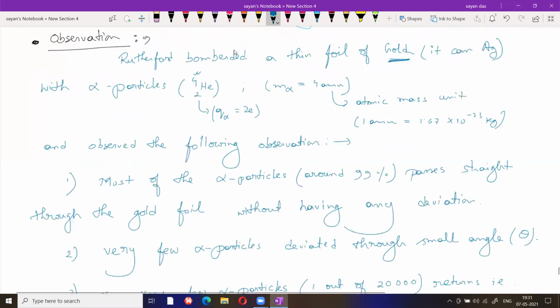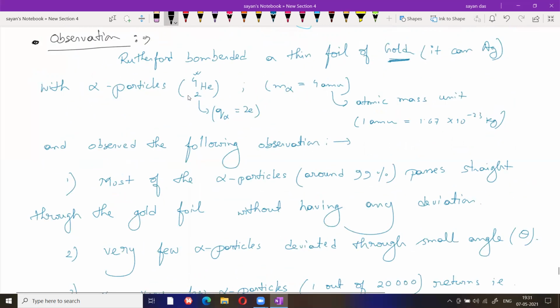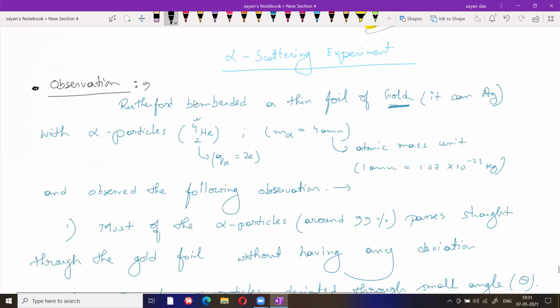Okay, observation part. Any doubt? Any doubt regarding the observation? After that, conclusion, result, and demerits. Today I will complete the conclusion and result part. Any doubt regarding this part?